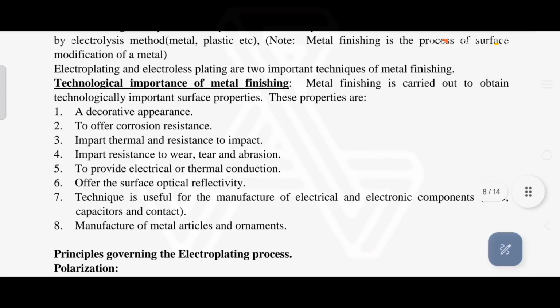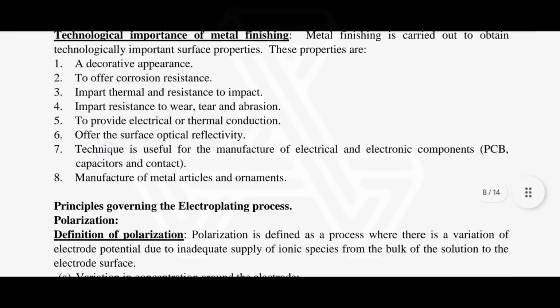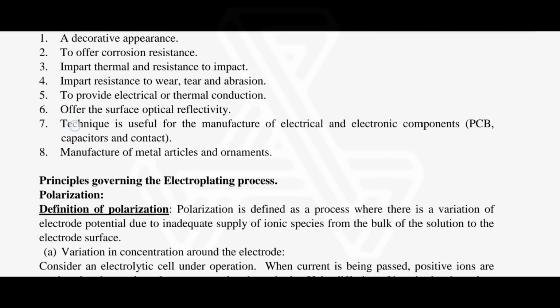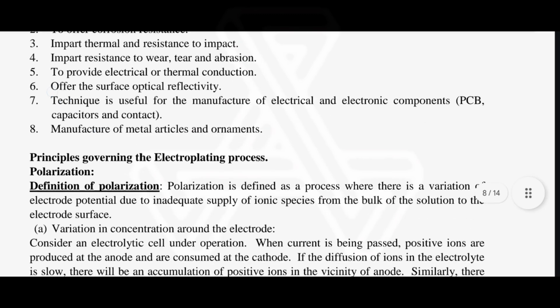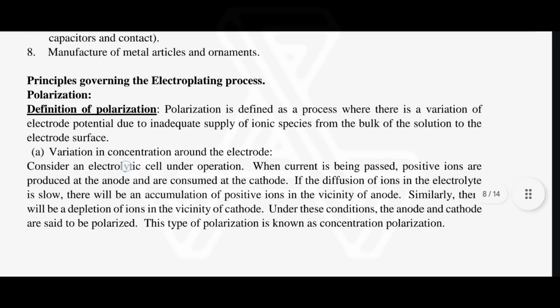Technological importance of metal finishing. Metal finishing is carried out to obtain technologically important surface properties. These properties are decorative appearance, corrosion resistance, thermal resistance and resistance to impact, resistance to wear, tear and abrasion, electrical and thermal conduction, and surface optical reflectivity. The technique is useful for the manufacture of electrical and electronic components such as PCBs, capacitors and contacts, and for the manufacture of metal articles and ornaments.